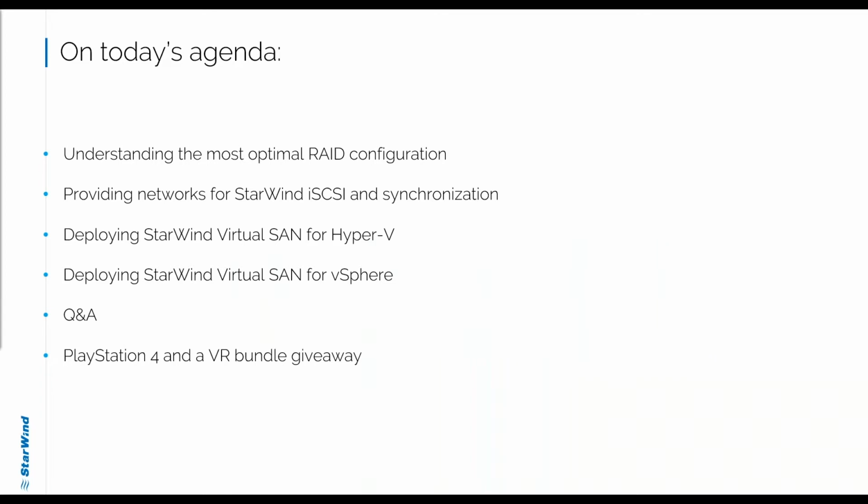Before we jump into the actual descriptions and our demo stance, let's take a quick look at today's agenda. In today's webinar, we're going to understand the most optimal parts of the StarWind infrastructure, namely the RAID configurations, the importance of networks, and how this should be provided for StarWind. We're going to look at how StarWind VSAN for Hyper-V should be deployed, and correspondingly how StarWind VSAN for vSphere should be deployed in the VMware environment. After this, we're going to have a quick Q&A session.